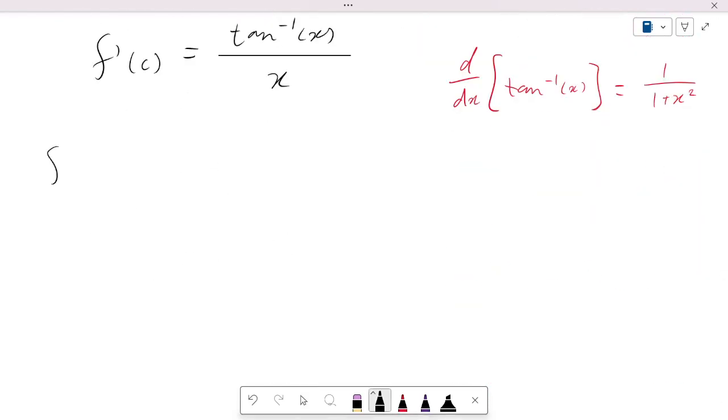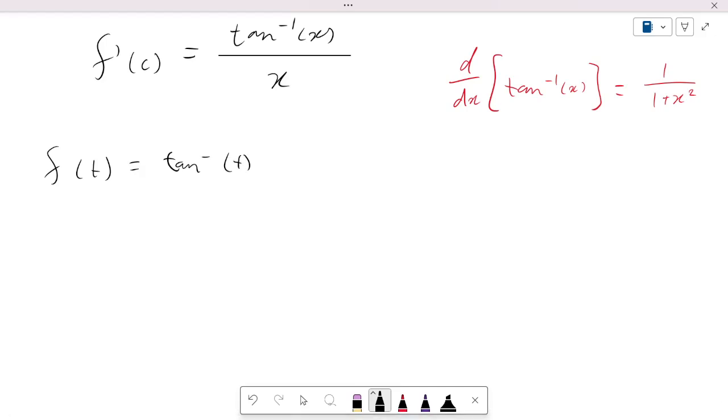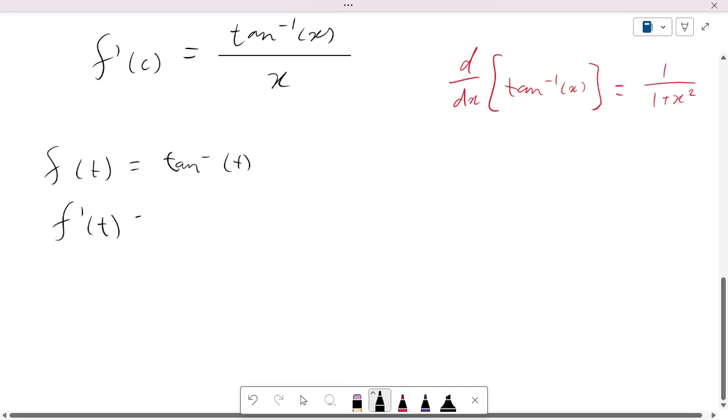We're going to just write it again. f of t is equal to arctan of t. We're going to differentiate it, such that we get the first derivative. And what we have just done here on this side, we're just going to replace the x with t.